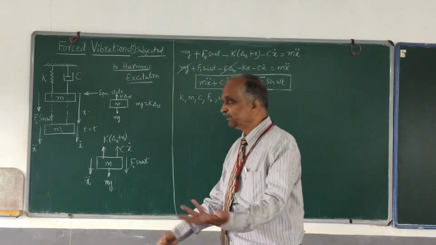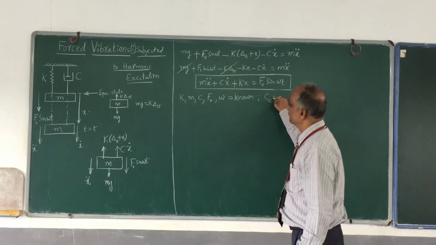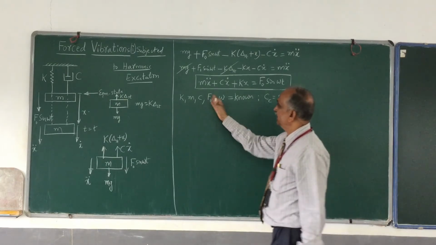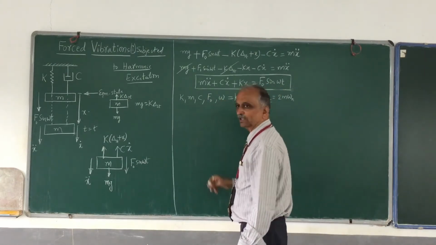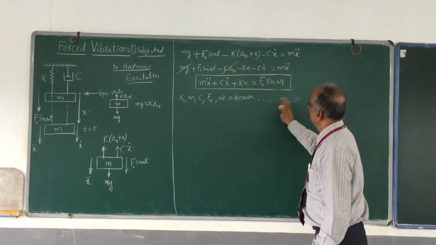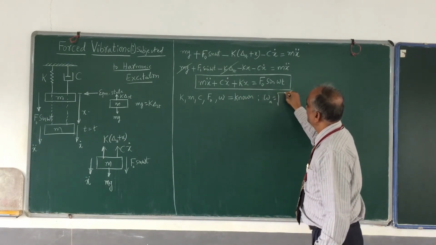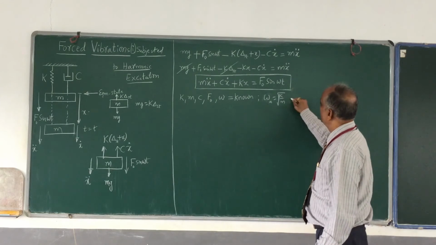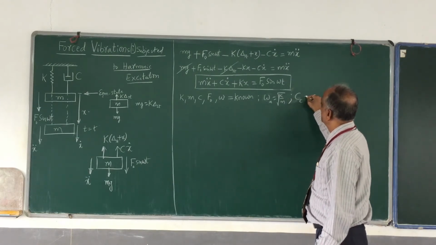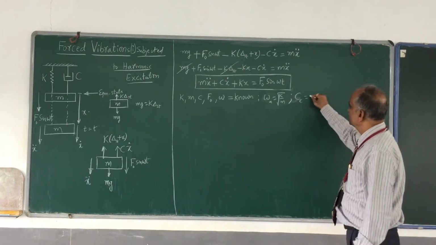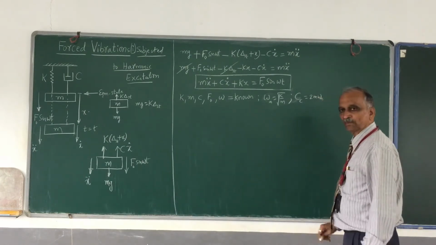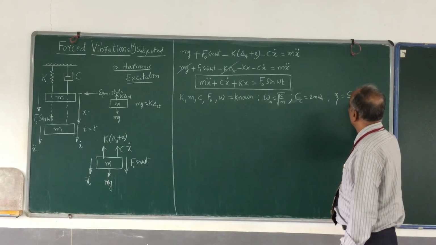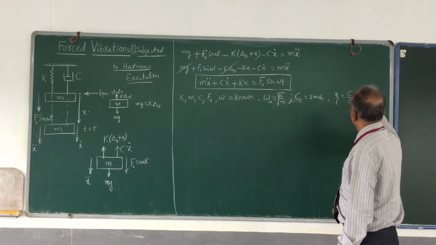You know Cc. Cc is equal to 2m into omega n. You know omega n. What is that omega n? Omega n is the undamped natural frequency, root of k by m. This omega n is also known. So you also know Cc, the critical damping coefficient, 2m omega n. You also know zeta. Zeta is equal to c divided by Cc. So these are also known.